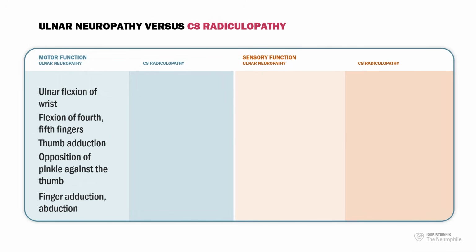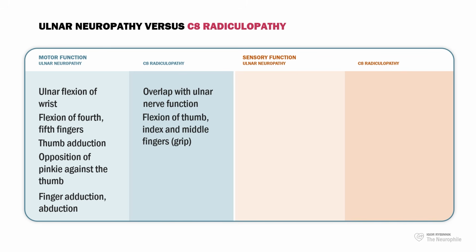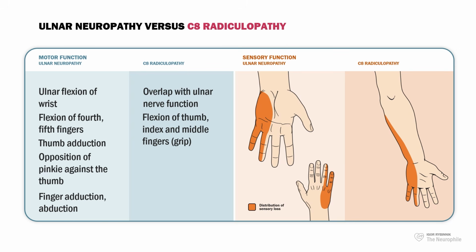Ulnar neuropathy often needs to be differentiated from C8 radiculopathy. Like the ulnar nerve, C8 root is also responsible for innervating finger flexion and intrinsic hand function. But C8 also contributes to the median nerve, and that nerve controls thumb and finger flexion through the flexor pollicis longus and the flexor digitorum profundus muscles. There's also a difference in the sensory innervation. Ulnar nerve supplies the last 2 fingers and the ulnar side of the hand. C8 sensory innervation follows a dermatome, which means that it also involves the medial forearm.